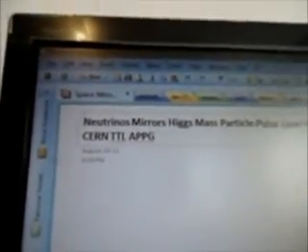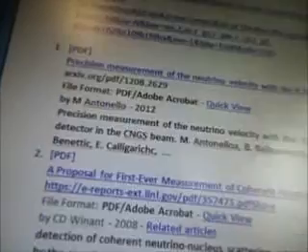Okay, so I ran out of battery power on this Higgs boson video, so this is part 2 of this video. Neutrinos, mirrors, Higgs mass particle pulse laser beam collider, CERN TTL APPG. So I already did all this section here. I was looking at the different links, and I kind of cut through it real quick.